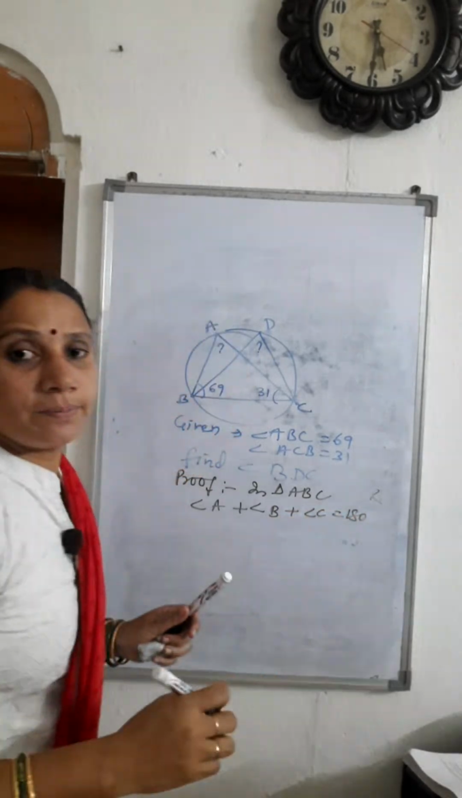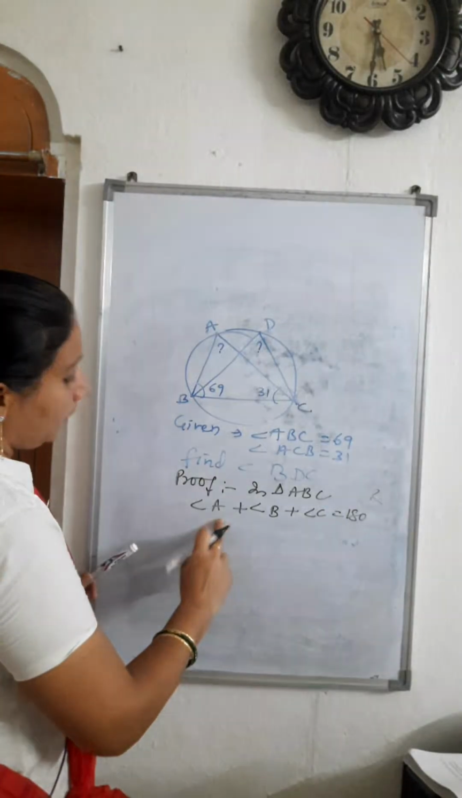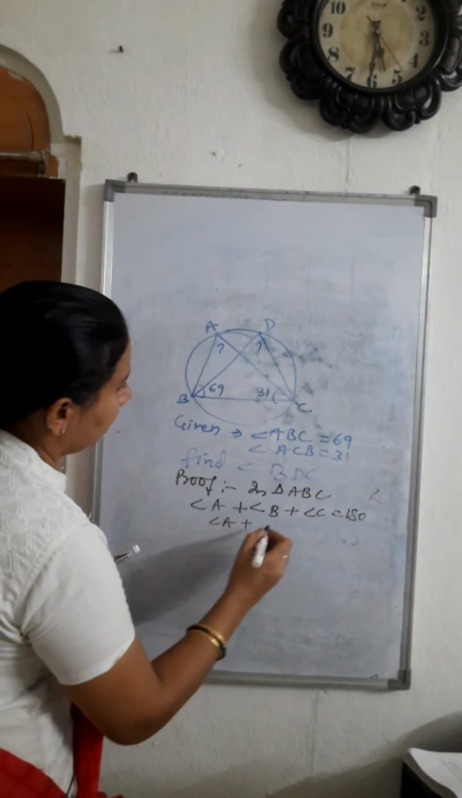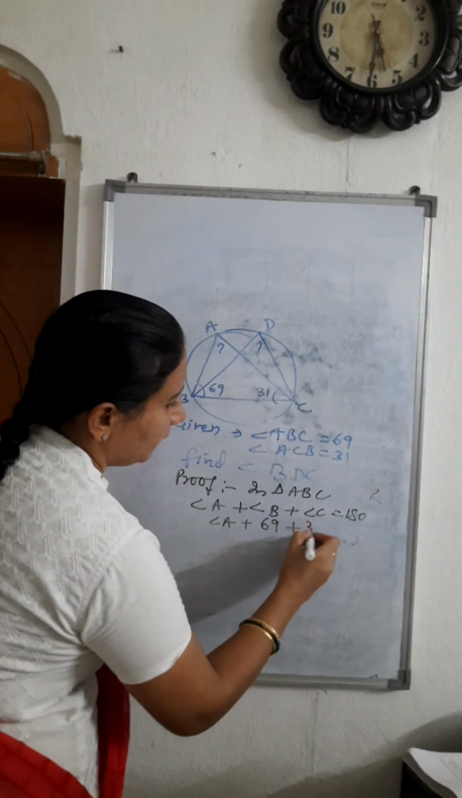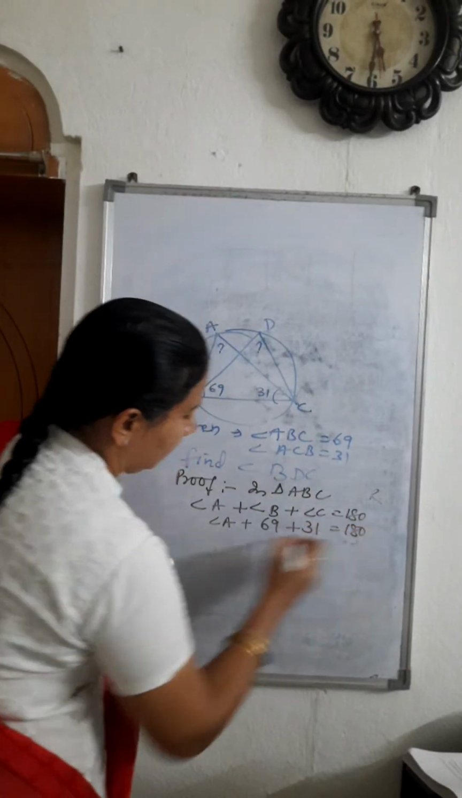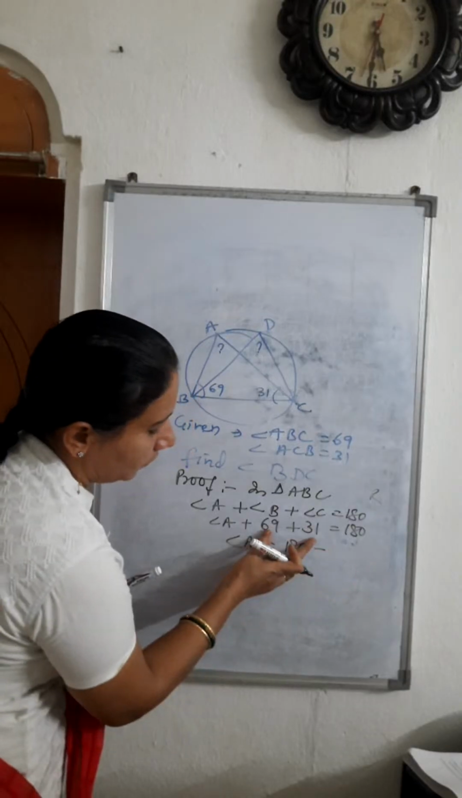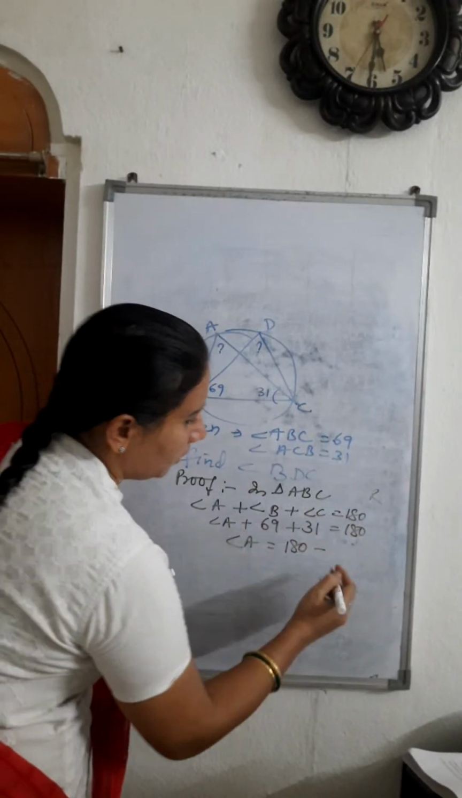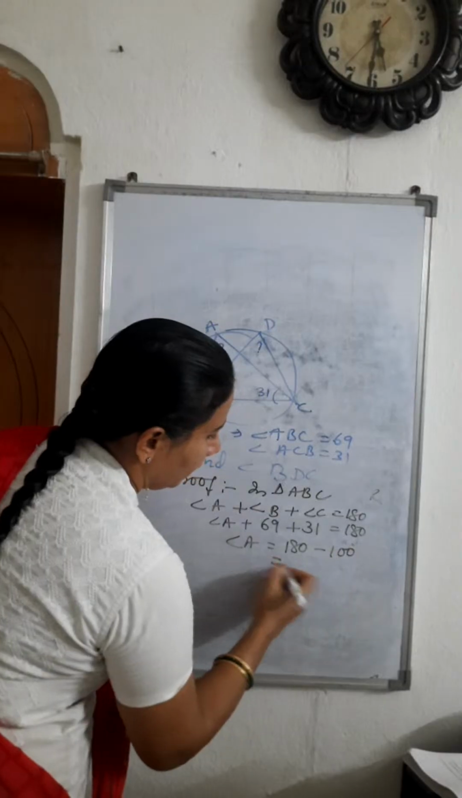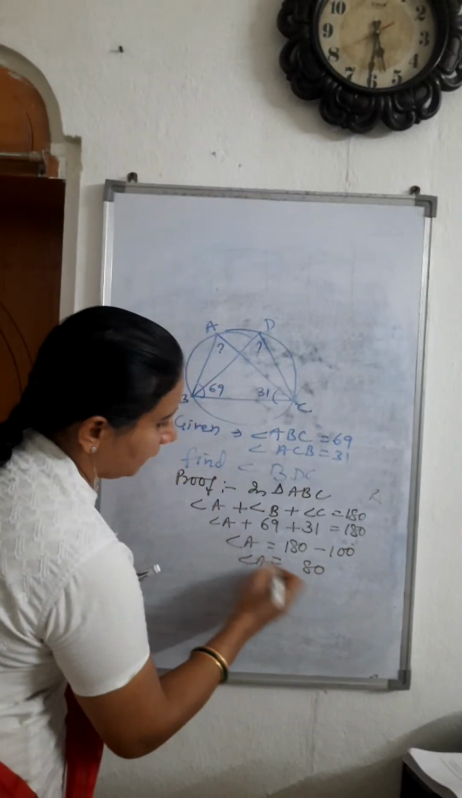This is the angle sum property. Here A is not given, which we are calculating. B is 69, C is 31, so the sum is 180. Angle A is 180 minus, add them up and shift. So it's total 100. Thus angle A is 80.